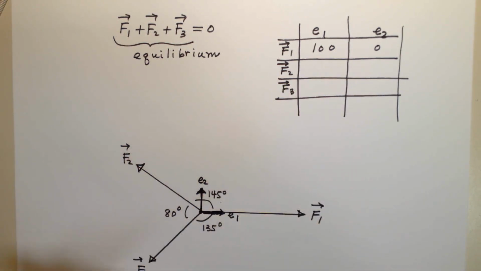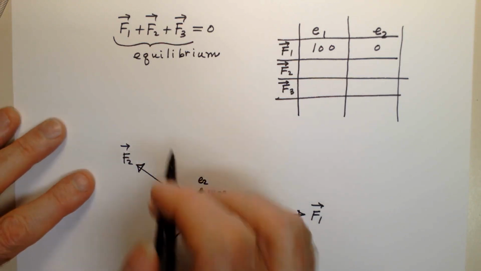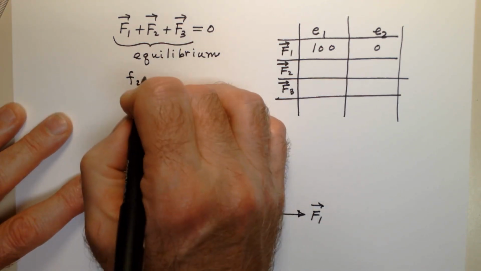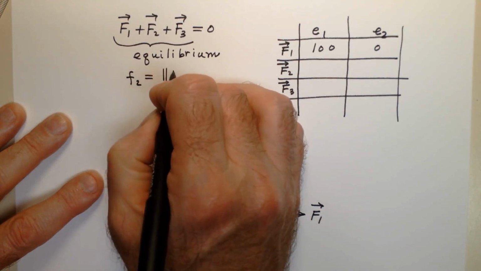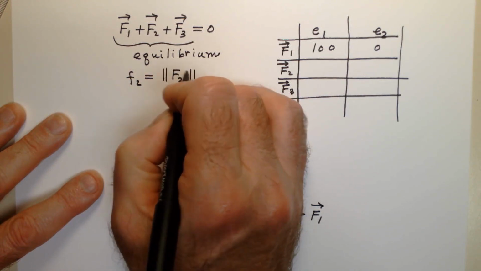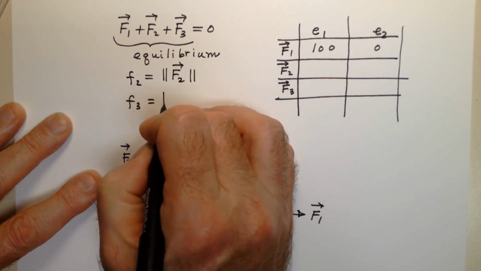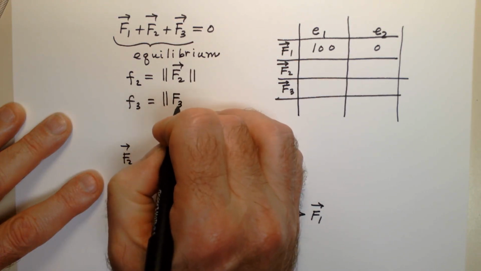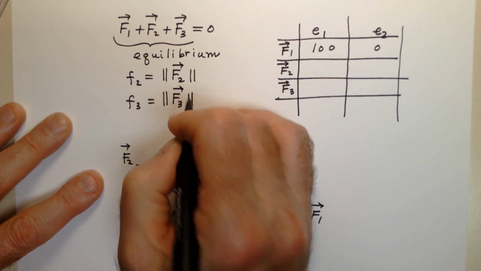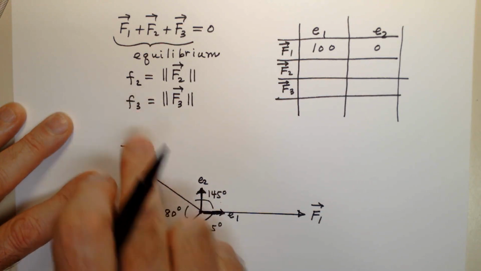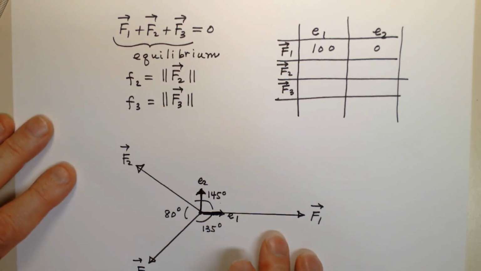Now what about F2? We don't know the magnitude of F2. So let's use this convention just to help ourselves keep the math simple. Let little f2 stand for the length of that force vector 2, and we'll do the same thing: we'll let little f3 be the length of the force vector 3. That's going to save us some time writing all of this out. So little f2 and little f3 are going to stand for these unknown magnitudes.